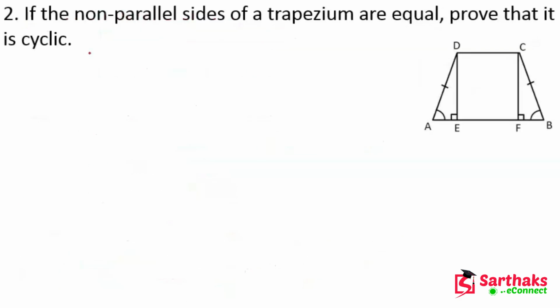So the next question is, if the non-parallel sides of a trapezium are equal, it means this AD and CB, these are the non-parallel sides of a trapezium, so these sides are equal. It means we can say that this is an isosceles trapezium, and prove that it is cyclic. It means we have to prove that ABCD is a cyclic quadrilateral. First of all, we have to write the given part.